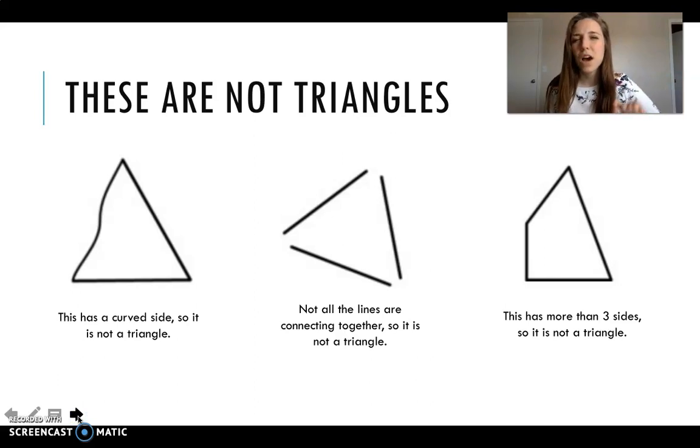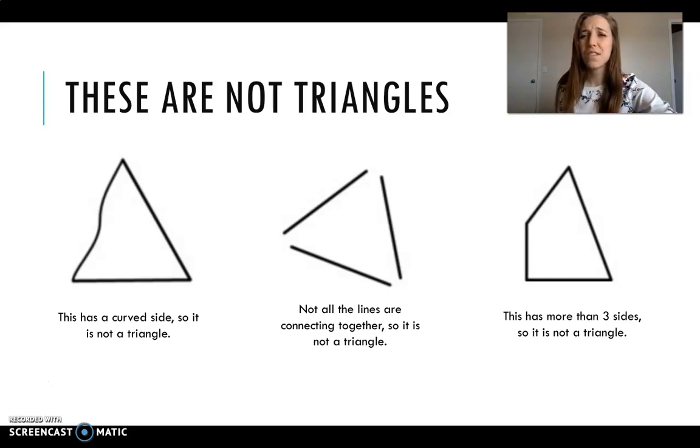Before we go into that though, I just wanna show you some things that could get a little confusing sometimes because even though some of these shapes look like triangles, they're not exactly triangles. Let me tell you why. So this first one, it looks really close to a triangle, but it has a curved side, so it is not a triangle because remember it has to have three straight sides, okay?